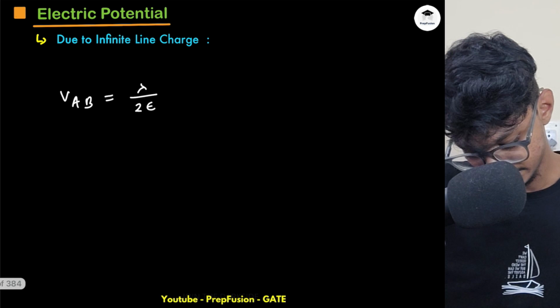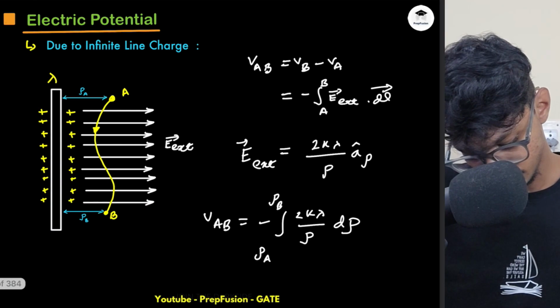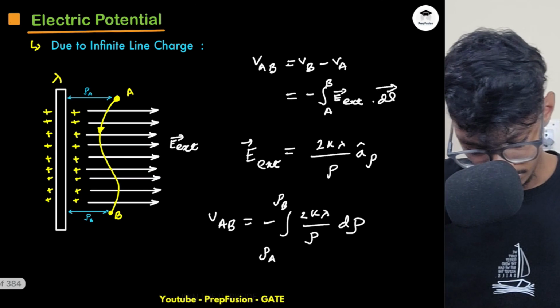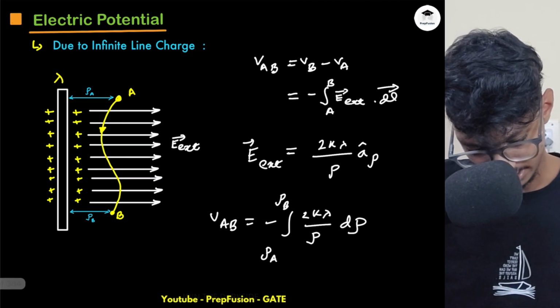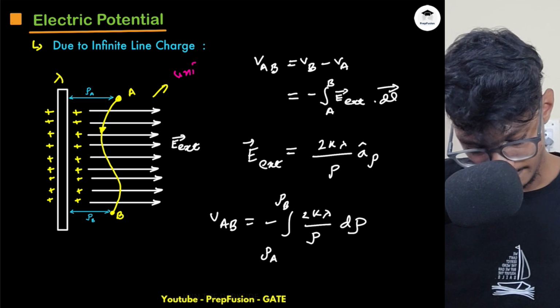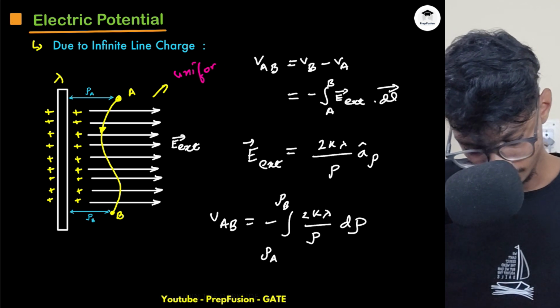I can write this like this as well, whatever suits you. So I can take 2k and λ outside. It is uniformly distributed, right? Uniformly distributed, that is what my assumption is. Else it will be very difficult to solve.